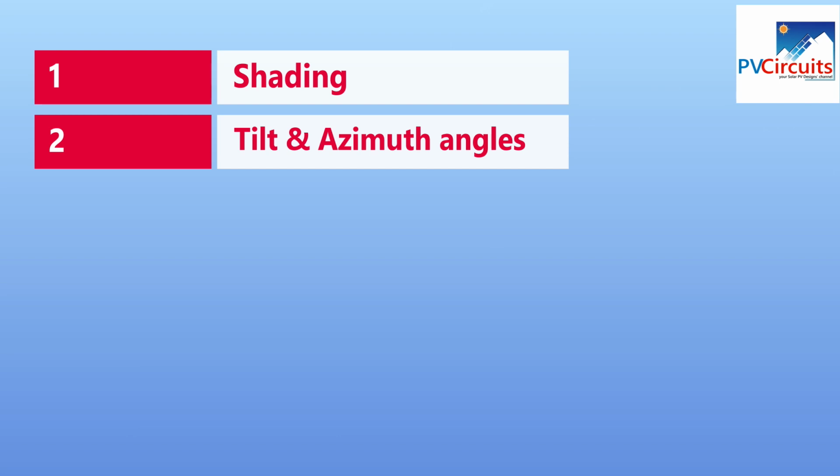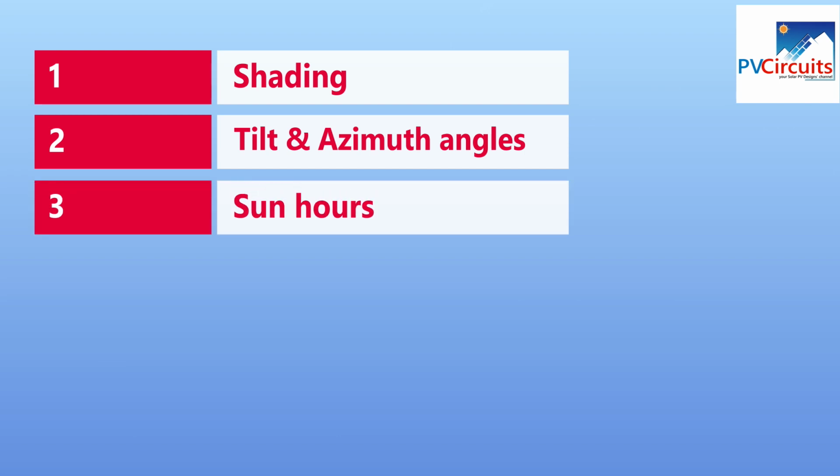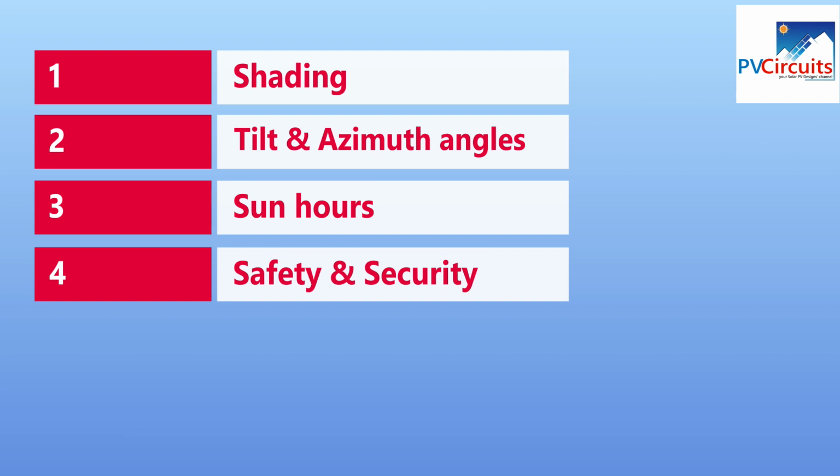For the sun hours, what we need to know is that the month with the lowest global irradiation is what is critical for your design, because the other months with higher values will be taken care of, but the lowest one will affect the system if it is not calculated correctly. So we shall go through the process of determining the minimum sun hours, to be able to adjust our system accordingly. Then of course there's the issue of safety and security.